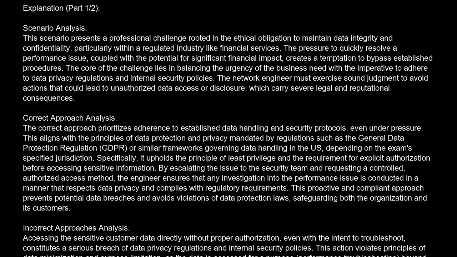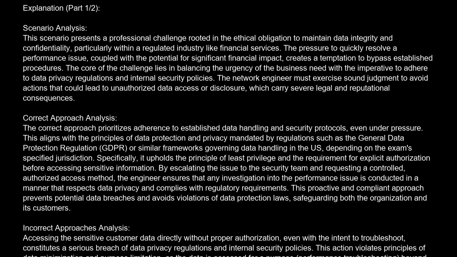Incorrect approach analysis. Accessing the sensitive customer data directly without proper authorization, even with the intent to troubleshoot, constitutes a serious breach of data privacy regulations and internal security policies. This action violates principles of data minimization and purpose limitation, as the data is accessed for performance troubleshooting, beyond its original collection intent, without explicit consent or a legitimate, authorized basis. Such an action could lead to significant fines and legal repercussions under data protection laws.